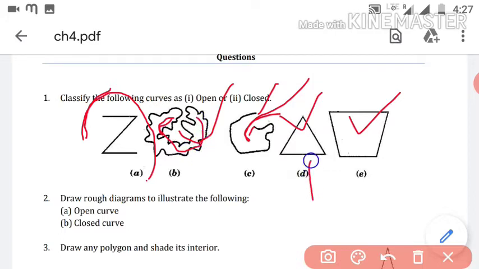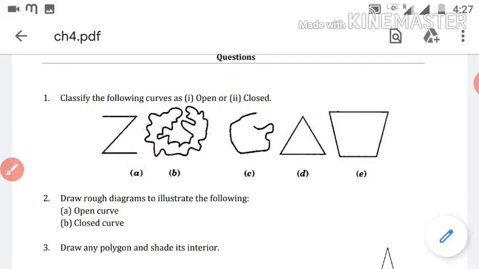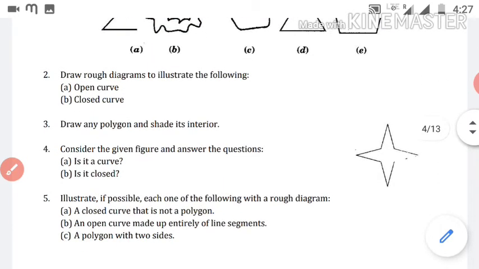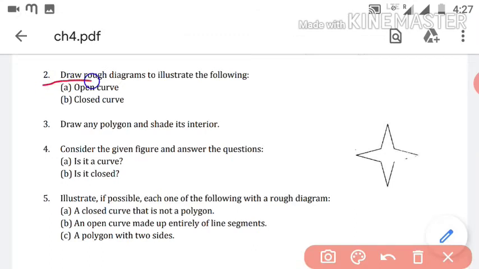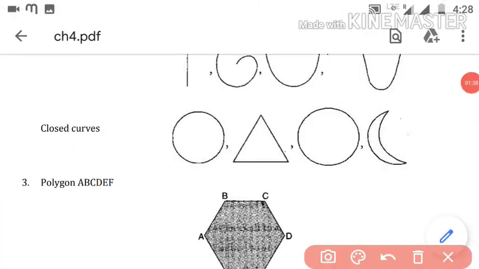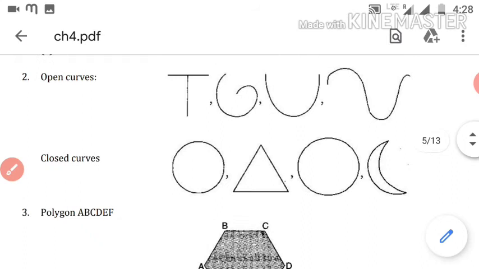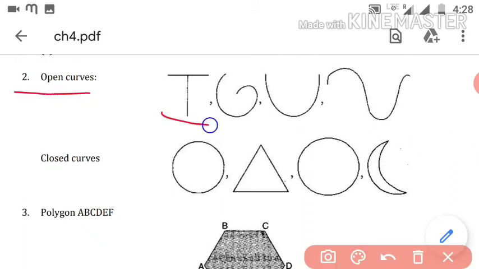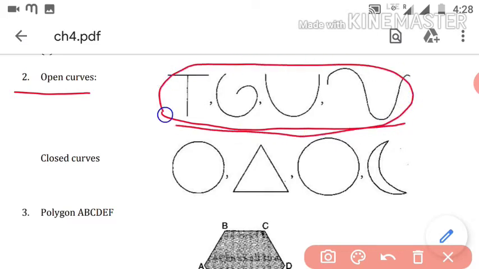And now the next one, question number 2. Draw a rough diagram to illustrate the following. You can draw any rough figure. A is an open curve and B is a closed curve. So you can see the answer here. When you draw an open curve, these are open curves. You can draw any figure, which will be open.